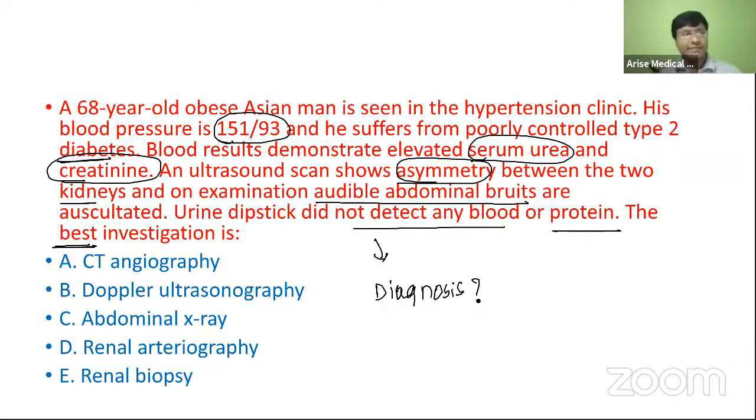Right. So the very important point which will give me the diagnosis is the audible abdominal bruit. Very good, Monica. Excellent. So the diagnosis of this patient is renal artery stenosis. Right? Renal artery stenosis.